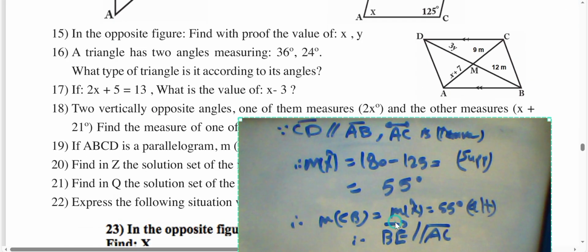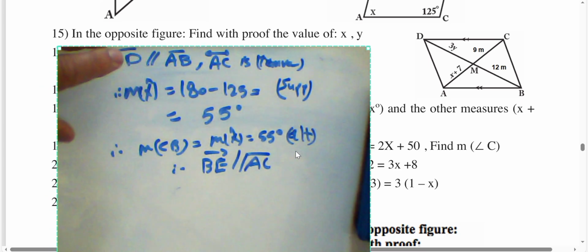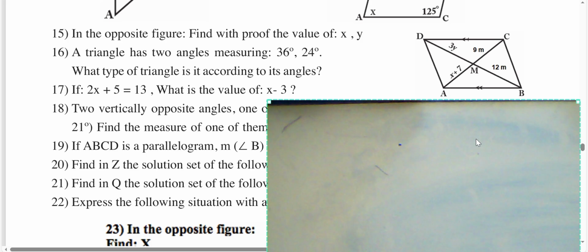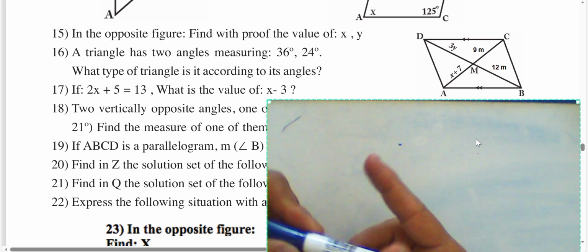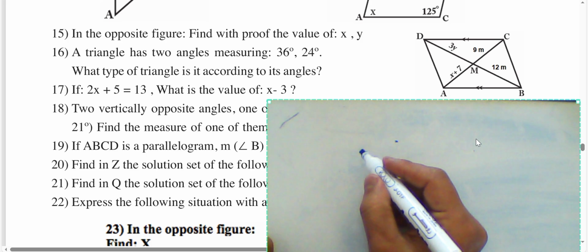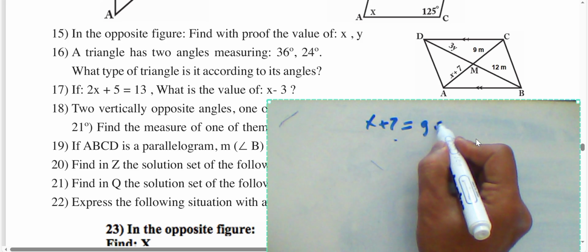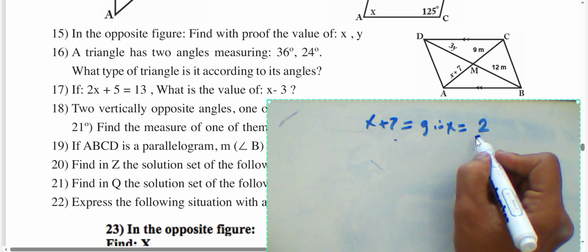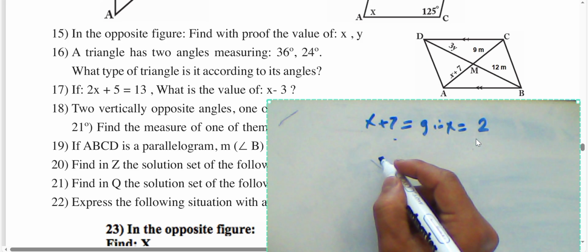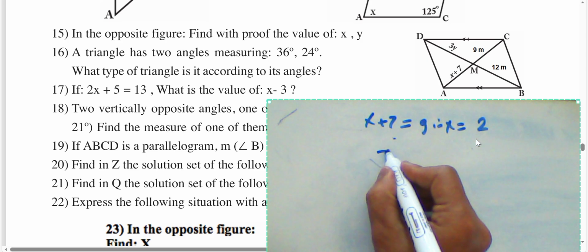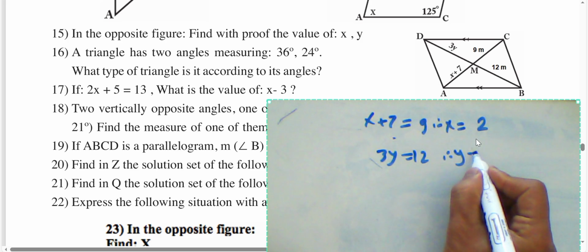Next question, the opposite figure. Find with the proof the measure of x and y. We have here a parallelogram. We know in a parallelogram, the two diagonals bisect each other. Then we can write x plus 7 is equivalent to 9, and the value of x equals 9 minus 7, which is 2. And also MC is equivalent to MA, you can write this as proof, and MD is equivalent to MB, 3y equals 12, and the value of y equals 4.